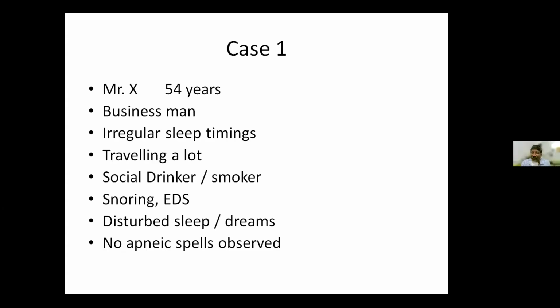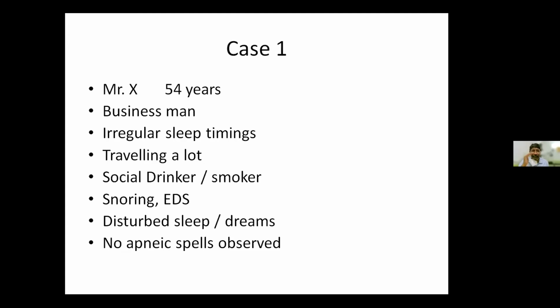That's where I have also made the catch. Apneic spells are basically observed, as you said, by the spouse or the partner, and as he's traveling a lot and may be sleeping alone or in different places, that may not be much important here. So as an ENT surgeon, we would like to know whether this patient has OSA or any other sleep disorder.